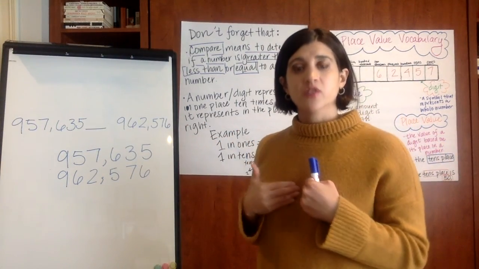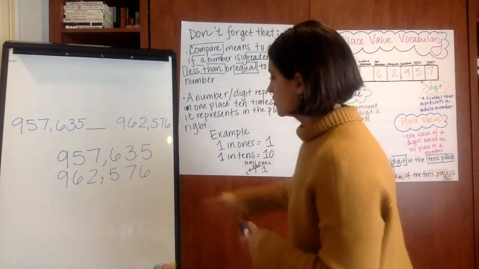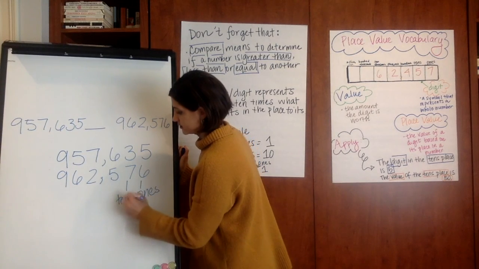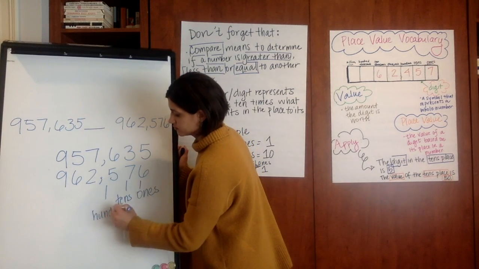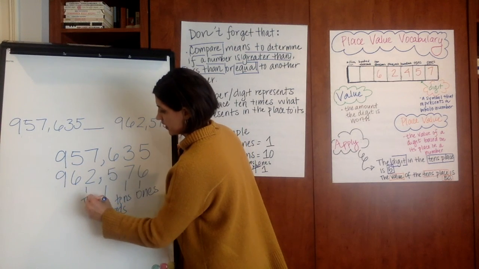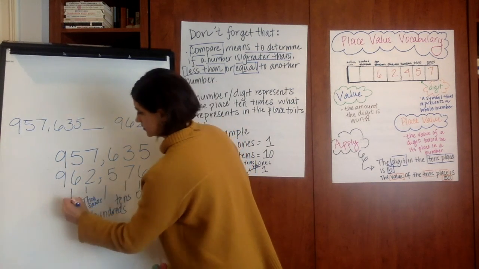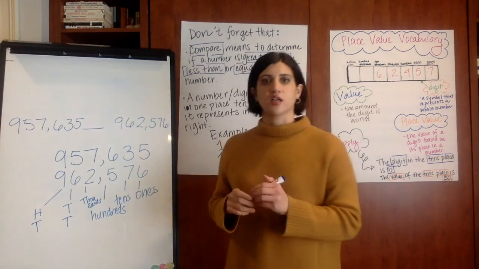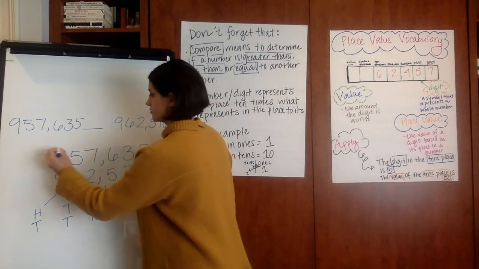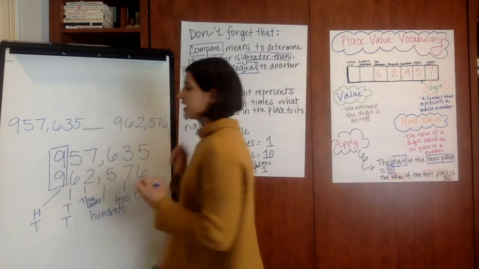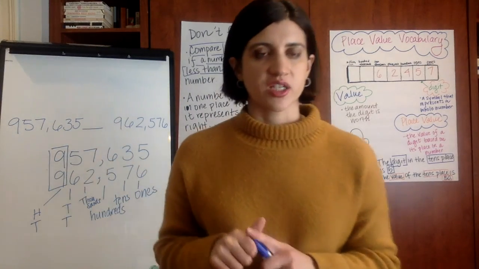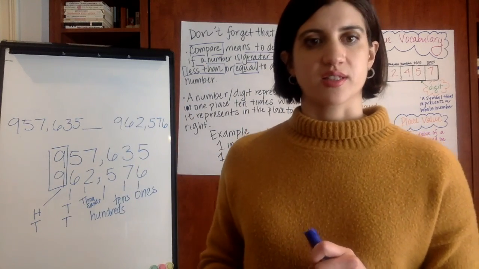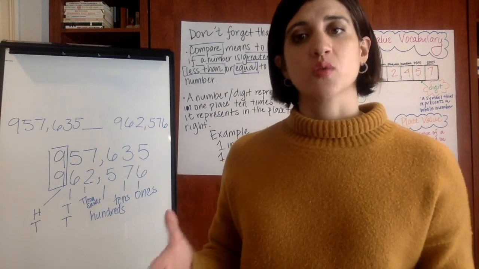I'm going to also label this so I remember and review place value. So ones, tens, hundreds, thousands, 10,000s, and 100,000s. So I am starting in the 100,000s. And what I notice is that they both have the exact same digit. Each of them has 9, which means both of them are worth 900,000 there. So I cannot determine which one is bigger based on that.